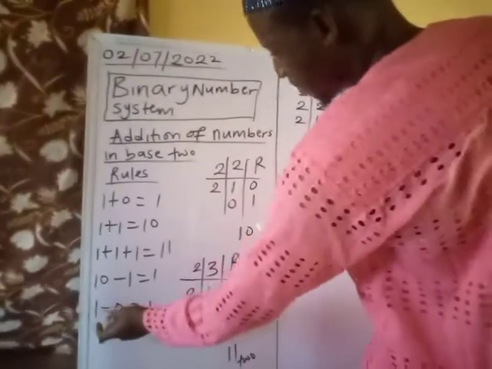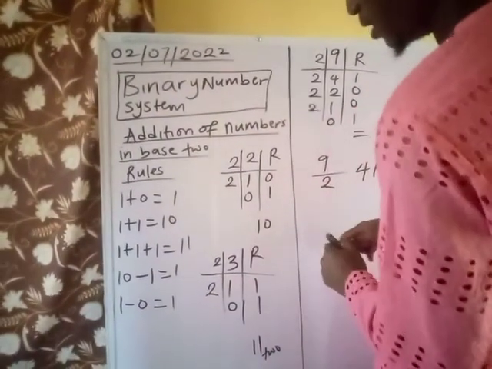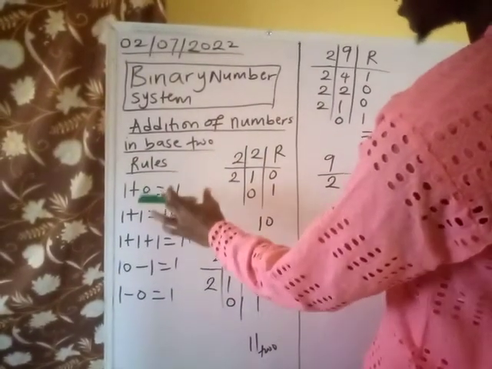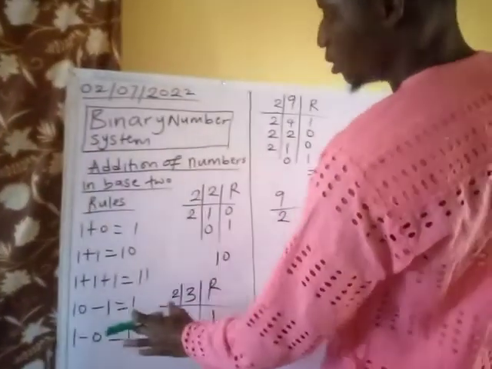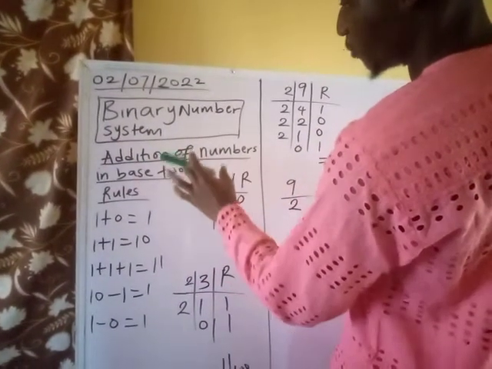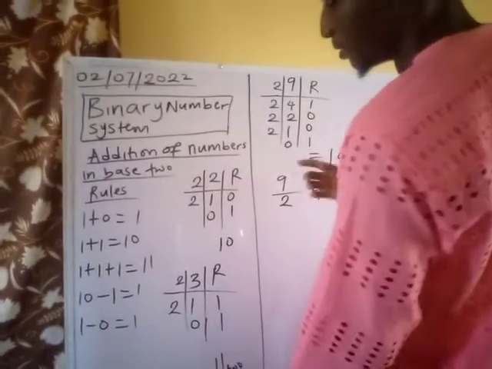So the next one is 1 minus 0 is equal to 1. So we got that value. So those are the rules to follow while solving numbers only in base 2. In base 2 for now. When we are solving numbers in base 2, we are trying to add or subtract. These are the rules to follow in base 2. So now let's take a look at some examples.